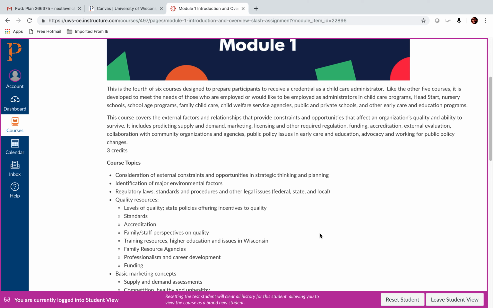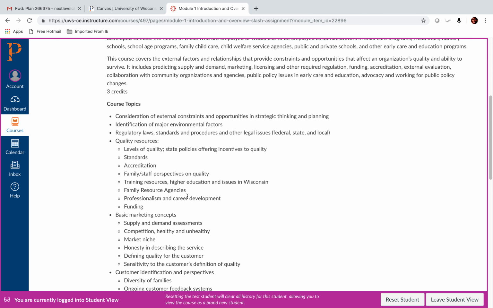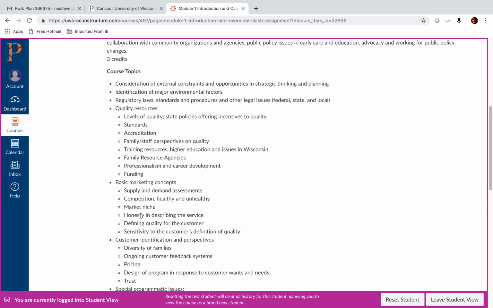And it goes on. So with this course, we will be covering the external factors and relationships that provide constraints and opportunities that affect an organization's quality and ability to survive. And so some of the topics that we will be covering include identification of major external factors, regulatory laws, and you can go down here and read all of these yourself.